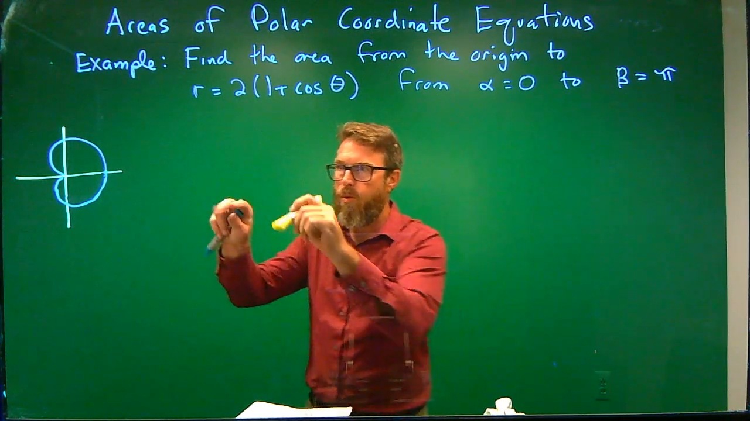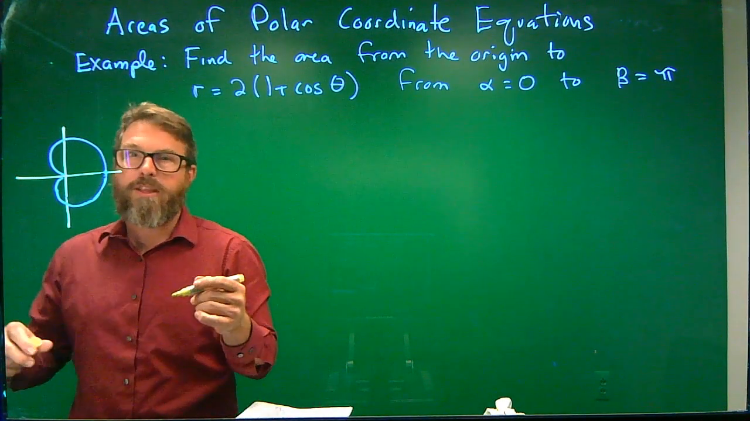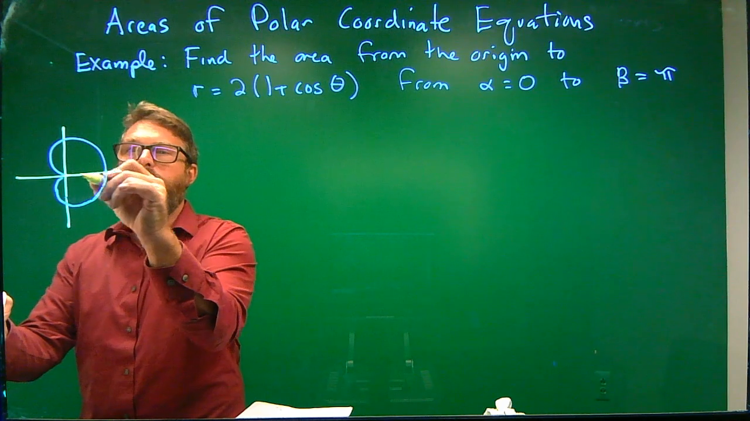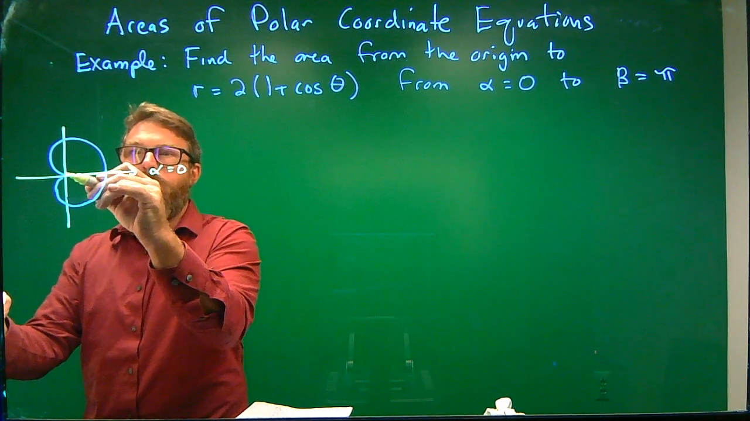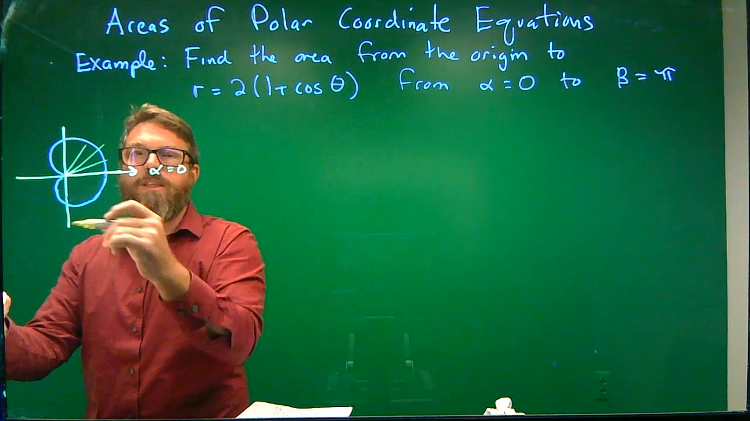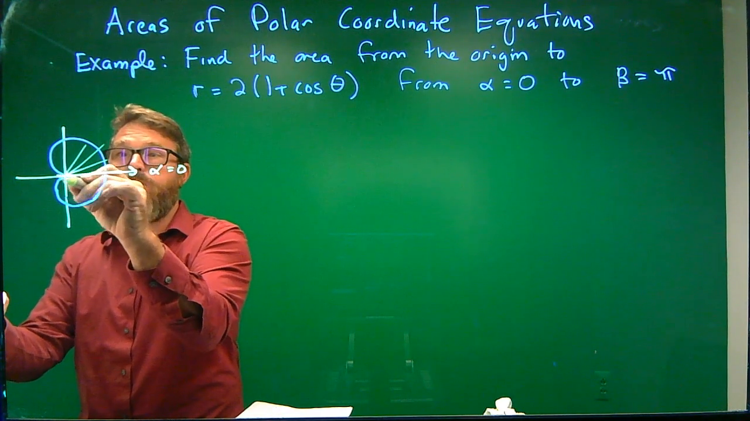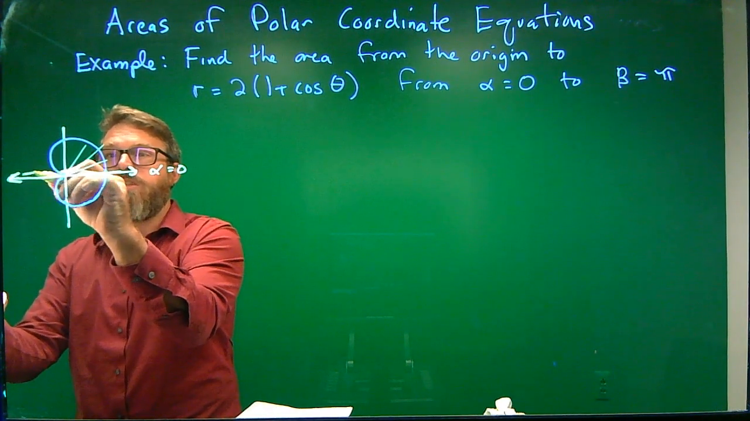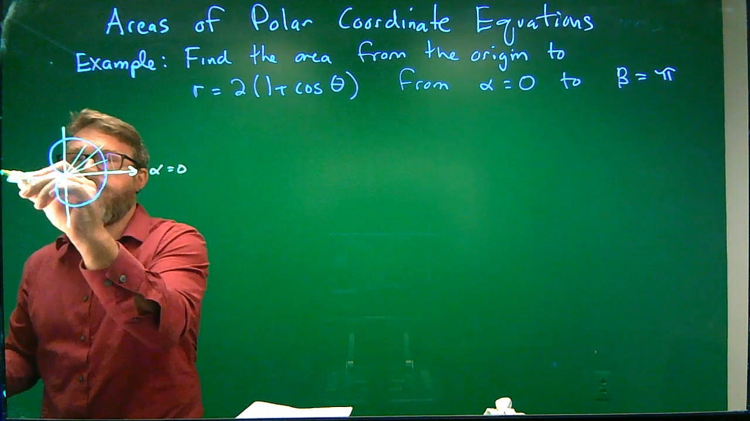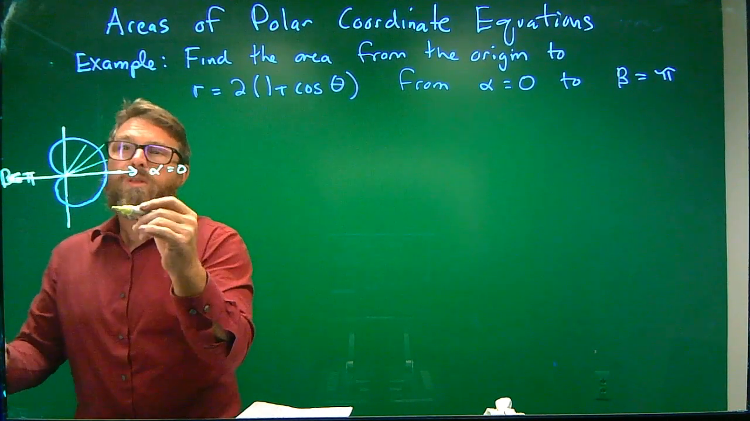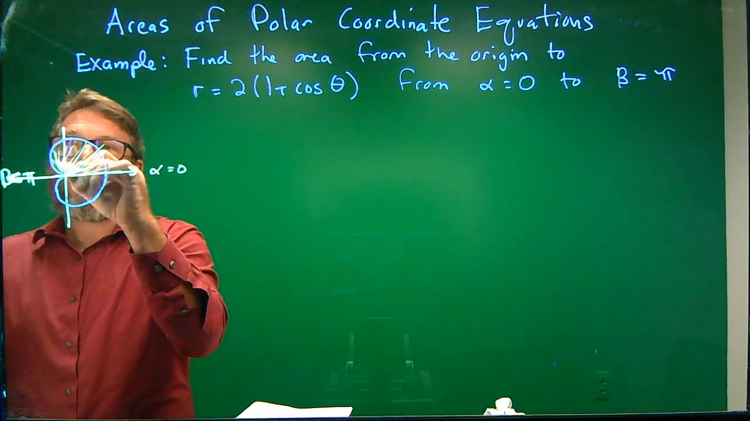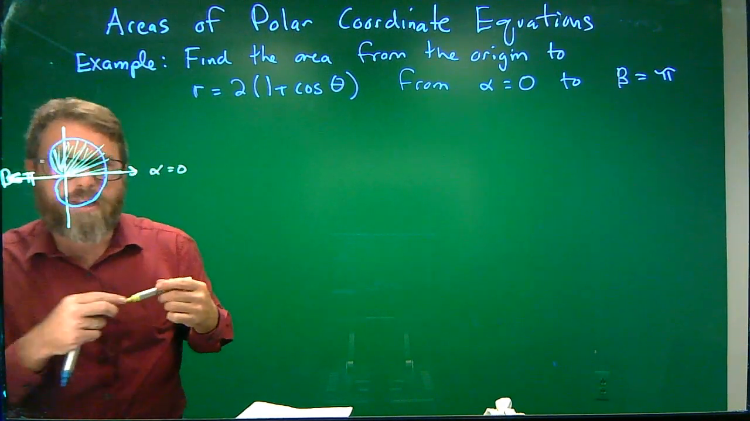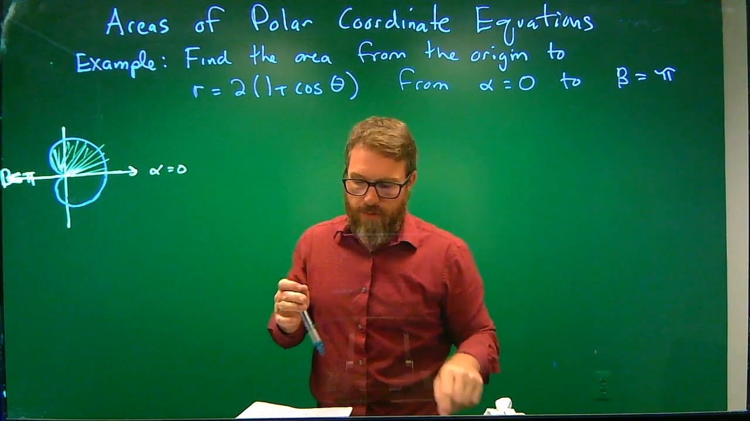I want to show you what part of this we're finding the area of. When we have 0, we're talking about this. This is when alpha is equal to 0, and we're opening radially like this all the way until we finally get to pi. This is beta equal to pi. So really we're radially finding the area of the top half of that cardioid.